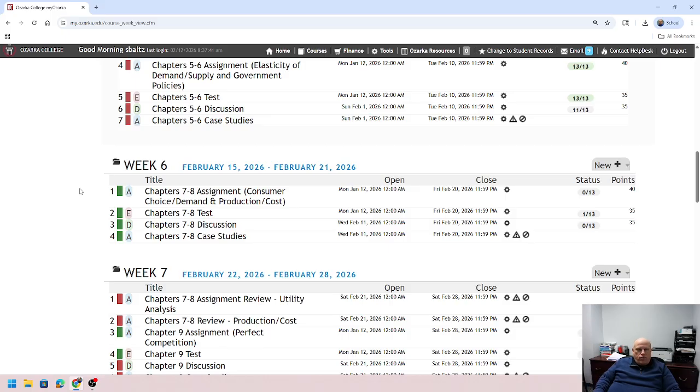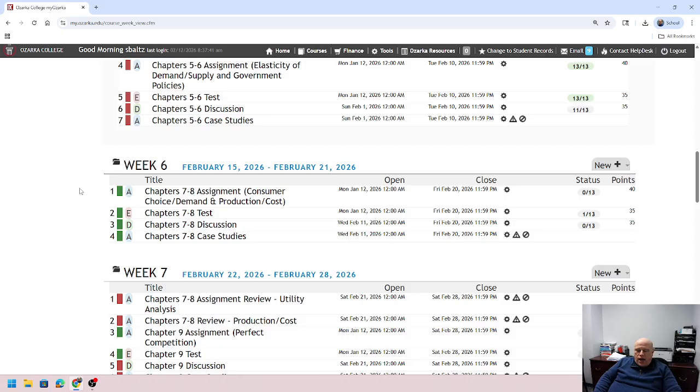So get started on those as soon as you can. Let me very quickly tell you what we're going to be covering in these chapters. Starting with chapter 7, this is where we're going to be looking at consumer choice and demand. Specifically, we're going to look at utility analysis, which is basically what is used by consumers to make decisions about how to use their resources.